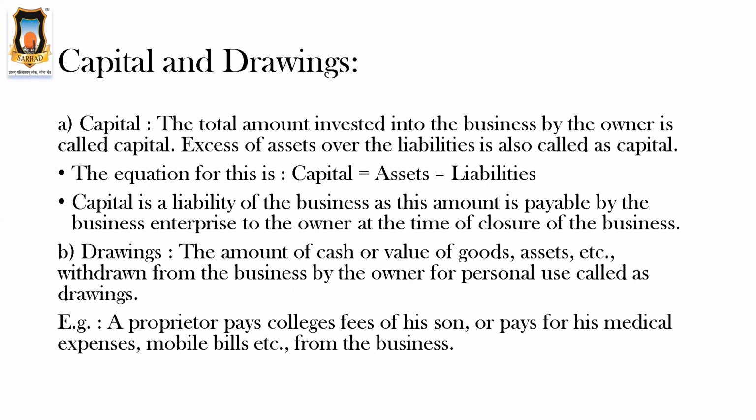Just remember this point and go through it once: capital is the amount invested into the business by the owner. The equation is that capital is equal to assets minus liabilities. So whatever assets you have and whatever liabilities you have, the difference between these two is known as capital. So remember this equation also. This is a liability of the business, as this amount is payable by the business enterprise to the owner at the time of closure of business. Next is drawings. Drawings are the amount of cash or value of goods, assets, etc. drawn from the business by the owner for personal use. Okay.